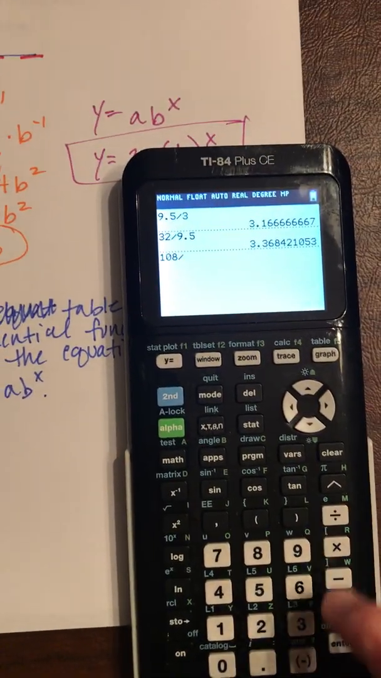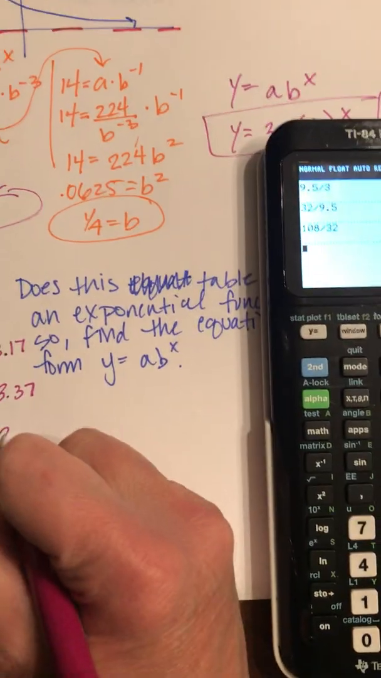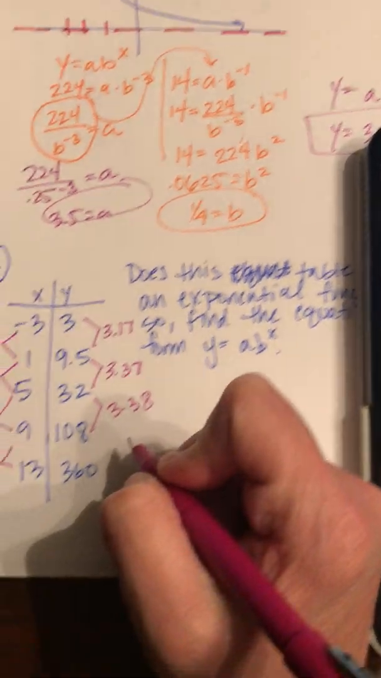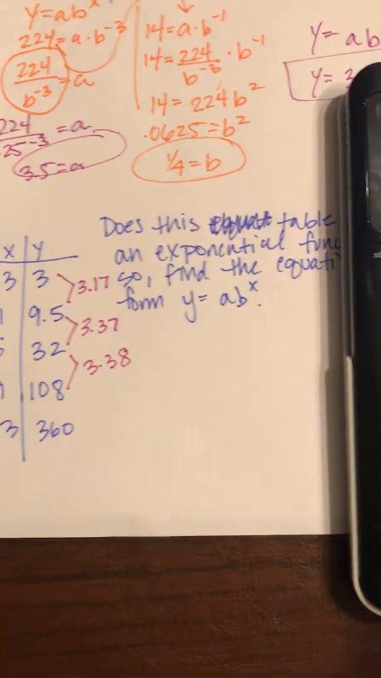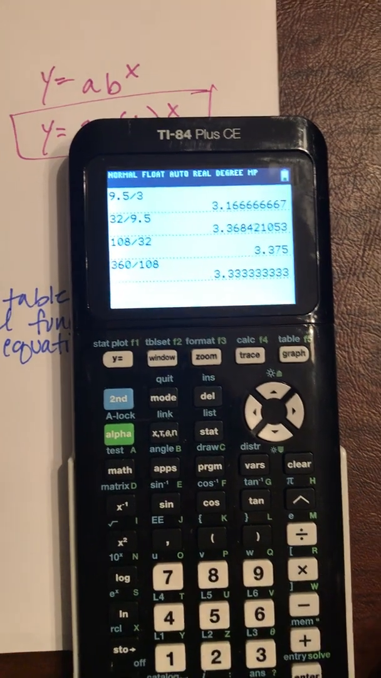So I'm going to do the next one. I'm going to get 108 divided by 32, 3.38. And then the last one, 360 divided by 108. So 360 divided by 108, and I get 3.33.